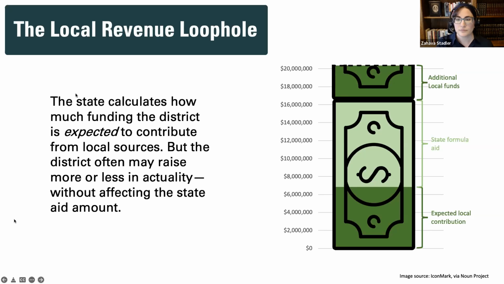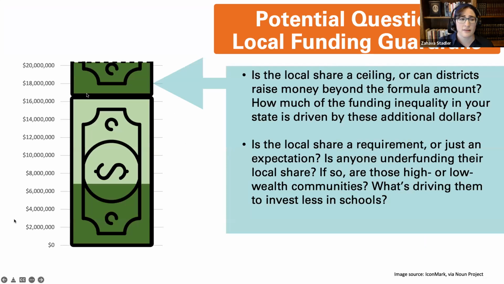that we're seeing. So questions you might have about this area of policy: is the local share a ceiling, or can districts raise that additional money? How big a source of inequity is that? Is the local share a requirement, a floor, or is it just an expectation? Is anybody underfunding the local share? Is there a funding gap? If so, who's underfunding it? Is it high wealth communities that don't feel the need? Is it low wealth communities who can't manage it? What's driving those communities to invest less money in schools?